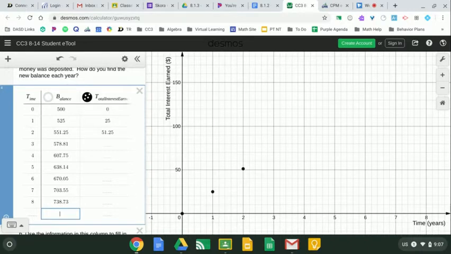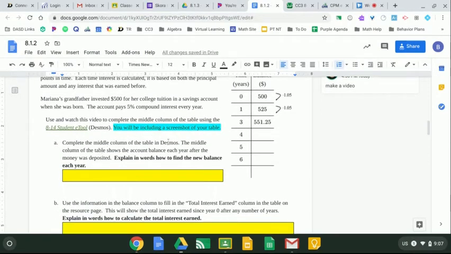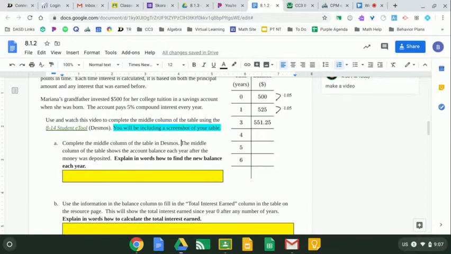Now, going back to your work in 812 into the doc, it's asking you to complete that middle column, which we just did. And that middle column is showing us the account balance each year after the money was deposited using compound interest of 5%. So now explain in words how to find the new balance each year. What process did we just use to find each new balance for each year as they passed? Pause your video and fill in the blank.